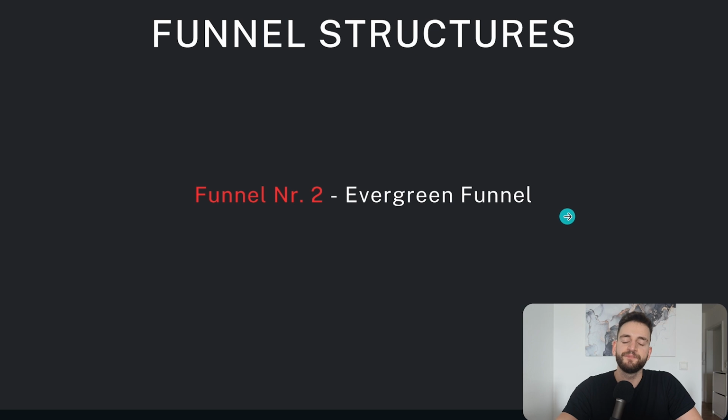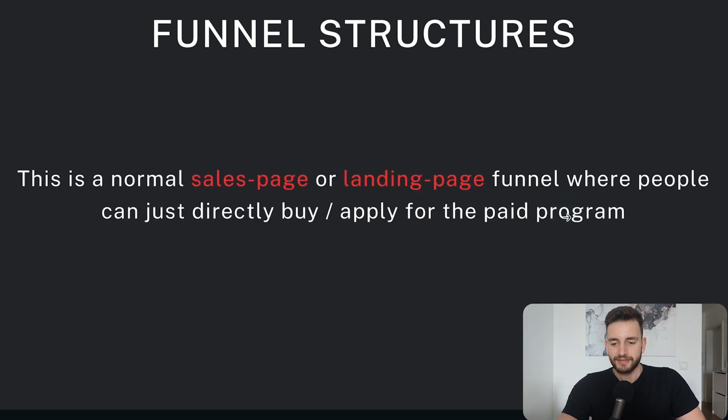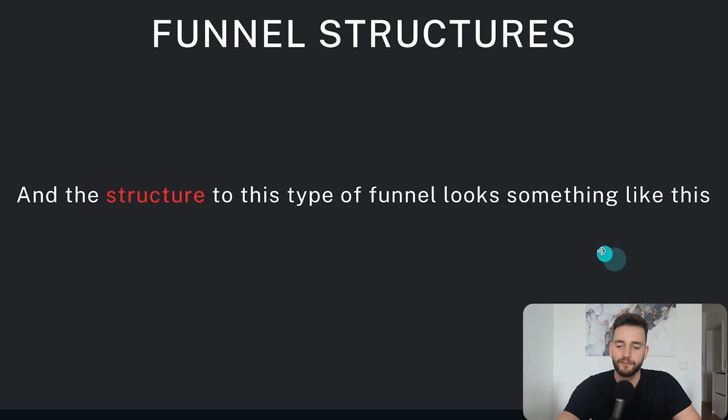Funnel number 2, the evergreen funnel. This is a normal sales page or landing page funnel, the one where people can just directly buy, meaning a sales page, or apply first for the paid program. And the structure to this type of funnel looks something like this, guys.